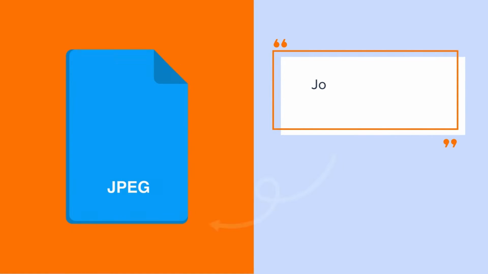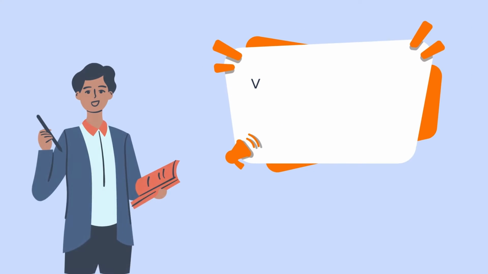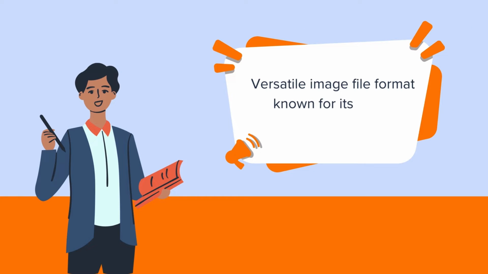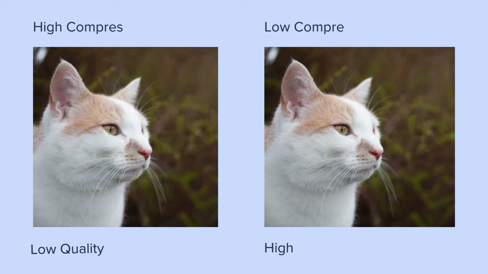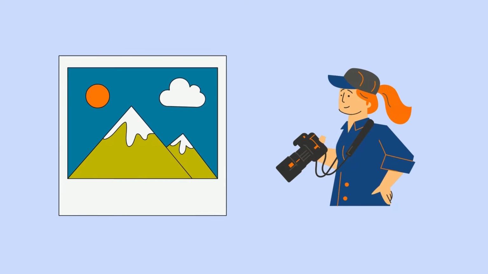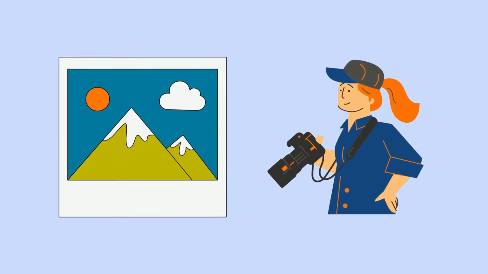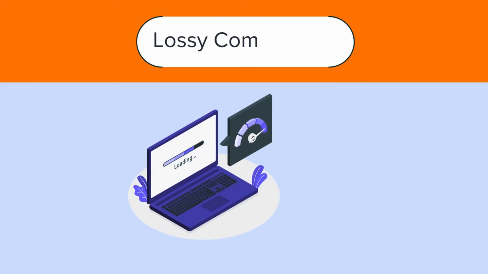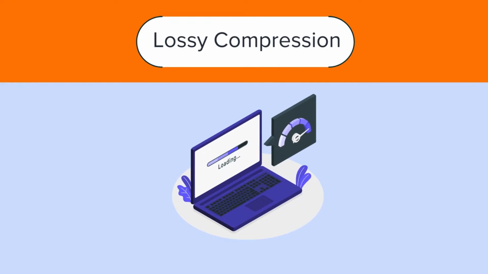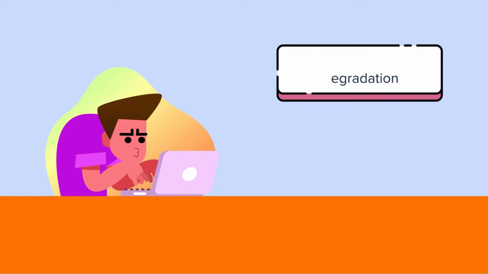Let's start with JPEG. Short for Joint Photographic Experts Group, JPEG is a versatile image file format known for its lossy compression capabilities. This compression method optimizes file size without sacrificing too much image quality. Hence, photographs and complex images can still use this format. Through the lossy compression of JPEG, images load faster, enhancing the user experience. However, repeated editing and saving can degrade the image quality over time.